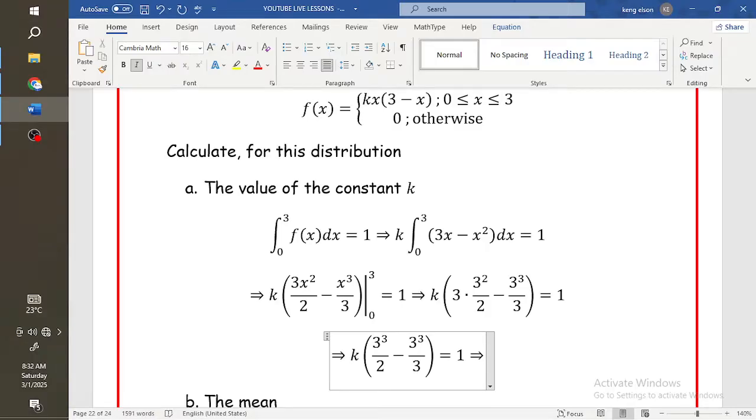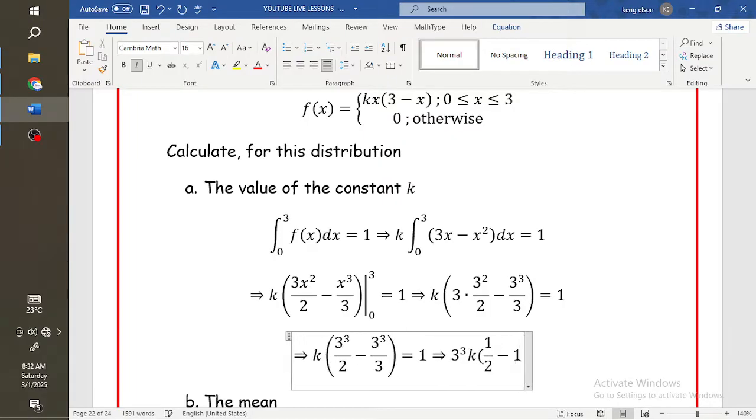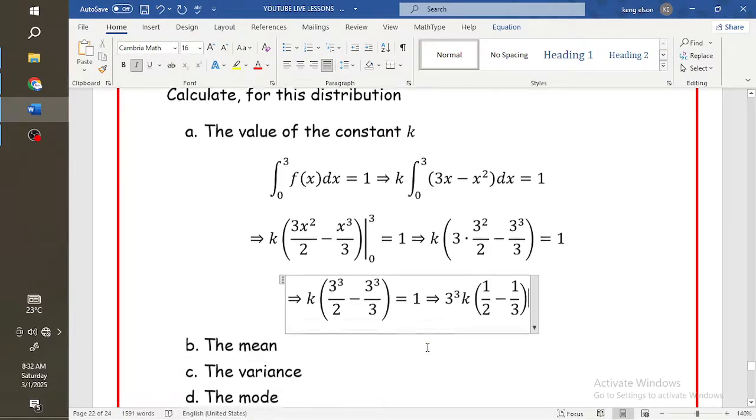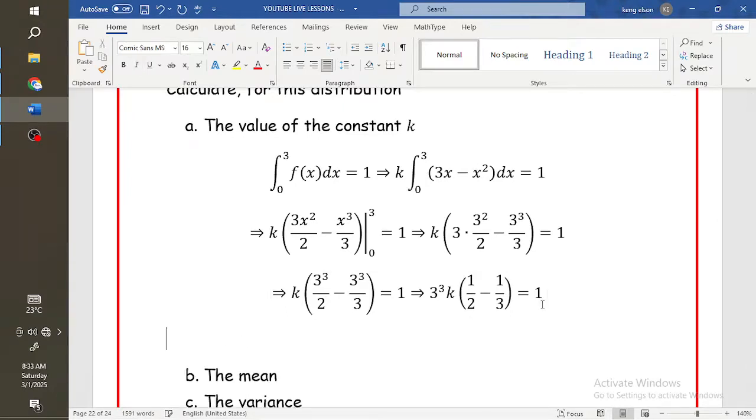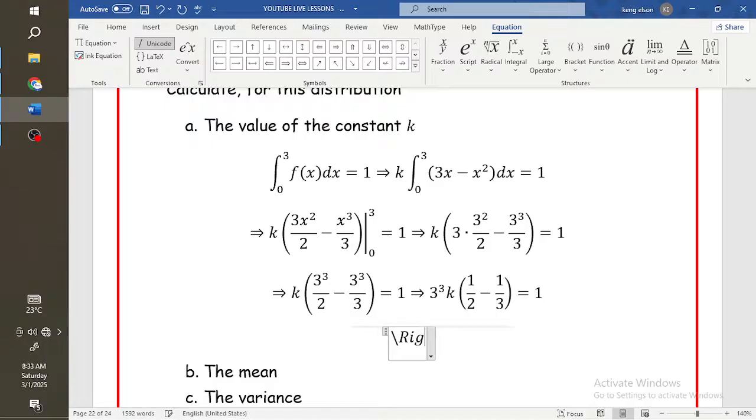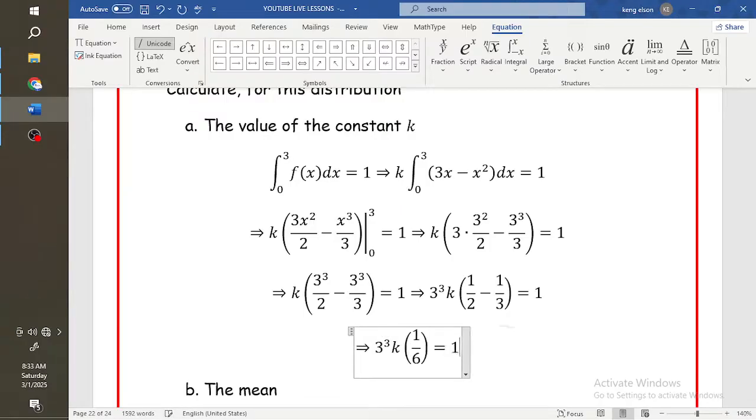But since I don't have a calculator, I'm going to factorize 3 cubed. I'm going to have also k, and I'm going to be left here with half minus 1/3 equal to 1. And half minus 1/3 is 1 over 6. So at the end of the day, we have 3 cubed times k times 1 over 6 is equal to 1.